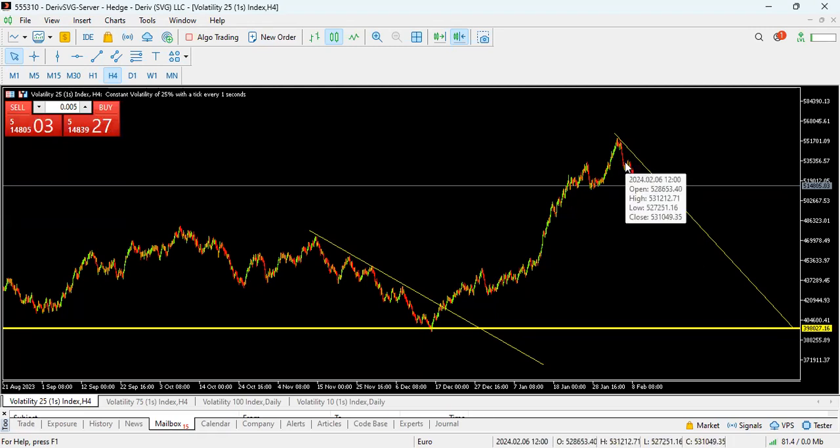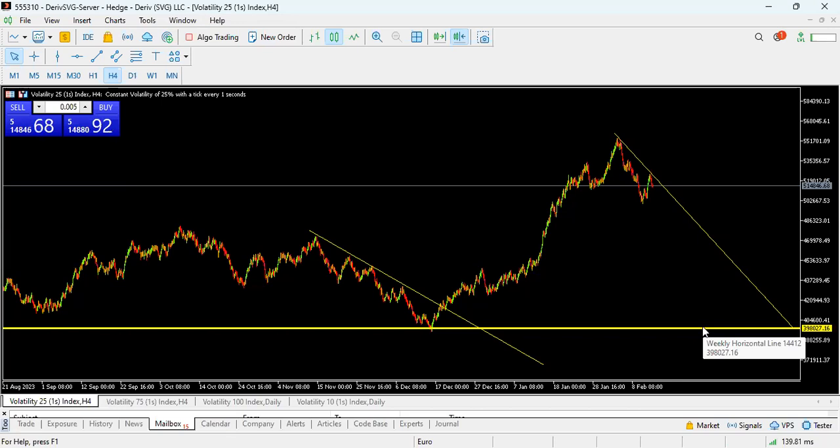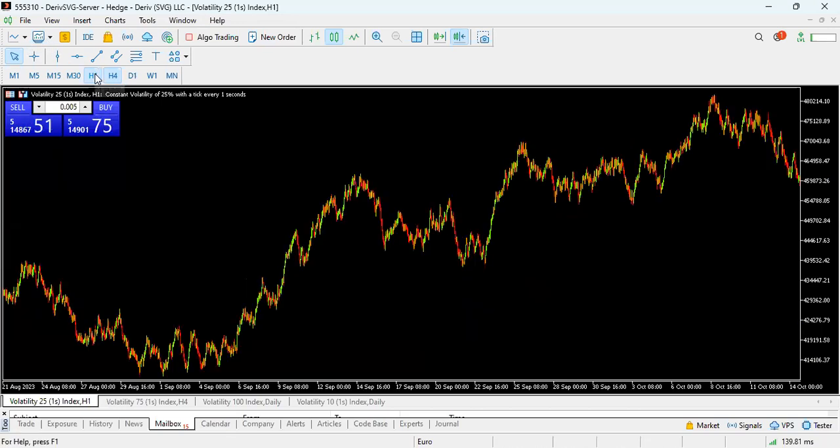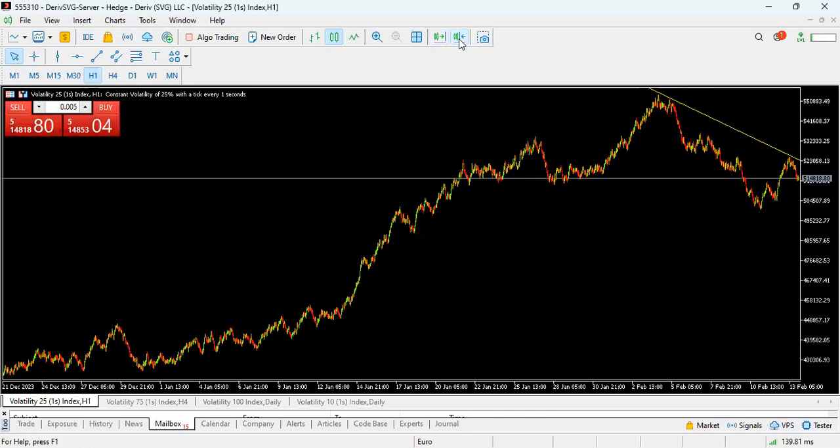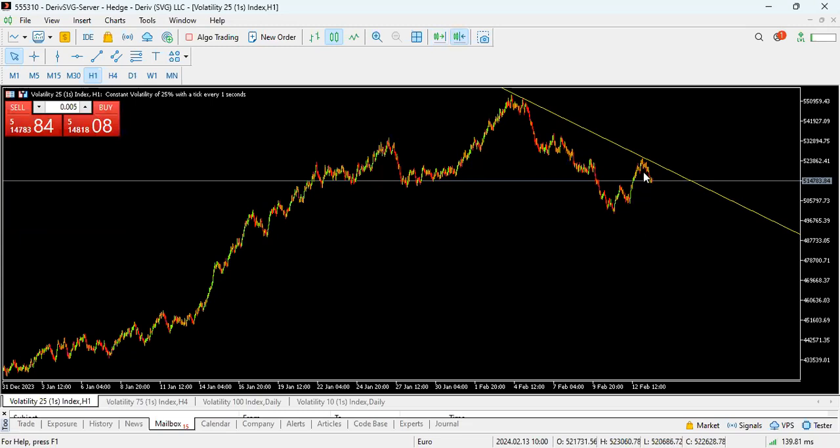Now this is V25S. We can still be selling this market up to this level. Price may drop up to this level. So how do we know? Let me go back to 1 hour time frame and see. Now I've used the 4 hours time frame to analyze the market. You see, this is clear information that price may likely come down to this level.